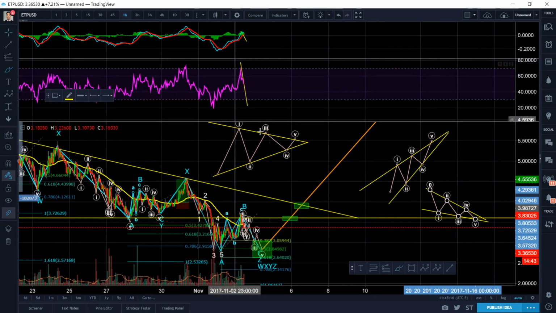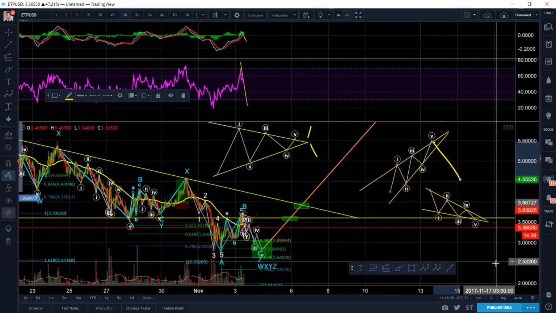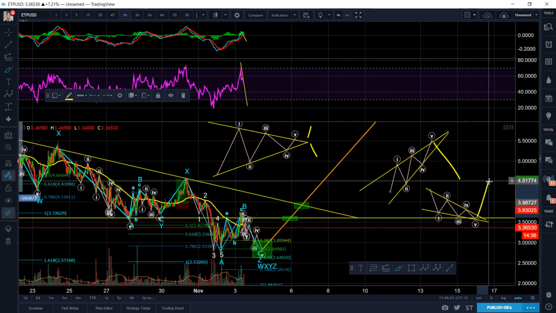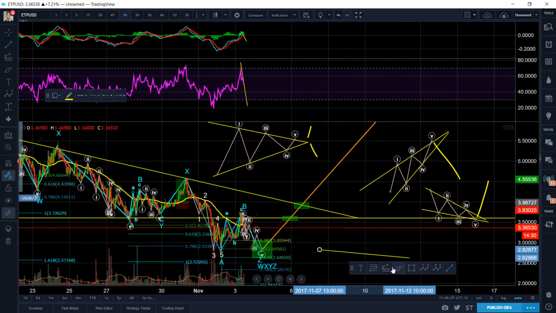Let me just show you what I mean. This one can go up or down. This one, when it finishes the 5-wave structure, it goes down. This one, when it finishes the 5-wave structure, it goes up. But these triangles are a lot different, okay? Where it looks like that.